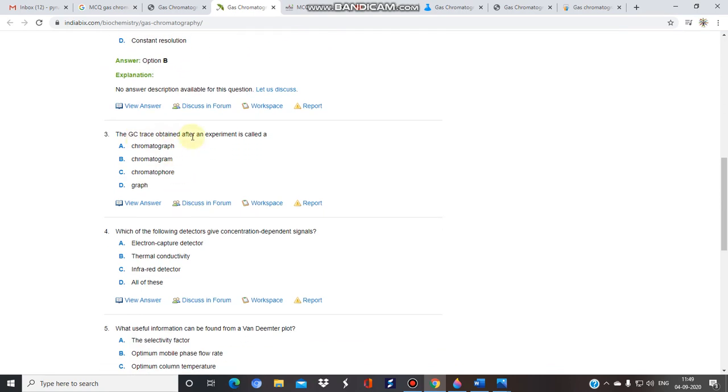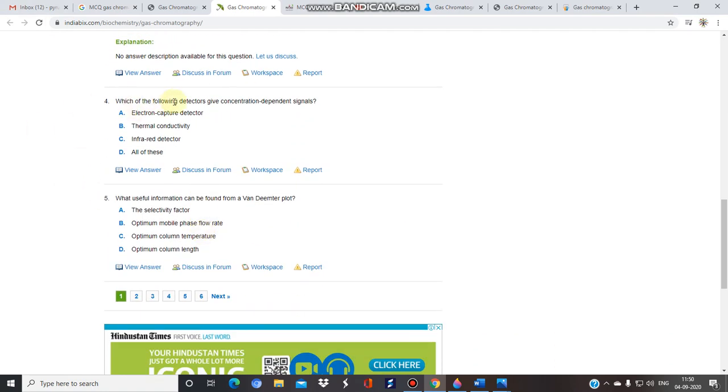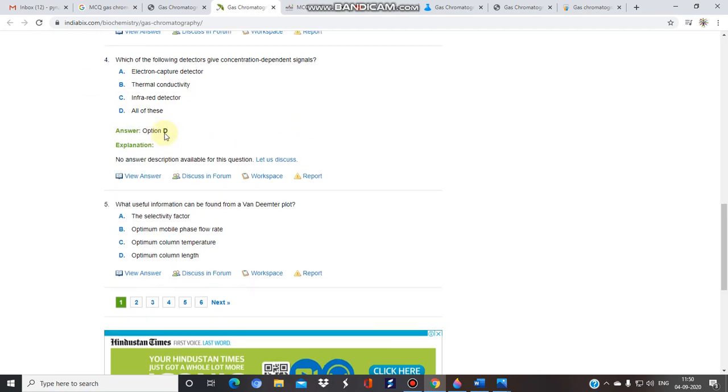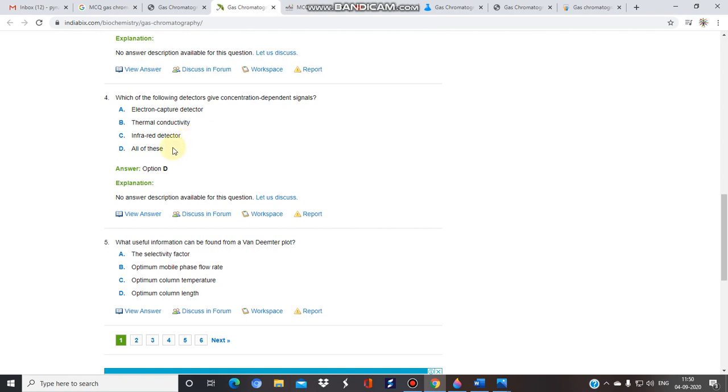The GC trace obtained from an experiment is called, we know, a chromatogram, not the graph. It is like a graph, but we call it a chromatogram. Then which of the following detectors give concentration dependent signals? Electron capture, thermal conductivity, infrared. I think all of these are the answer. So I request you, especially students of 7th semester, to go through the details of all the detectors. And as far as the 5th semester is concerned, this is more than sufficient.